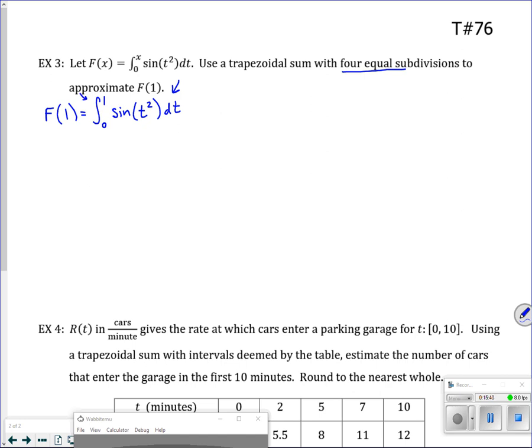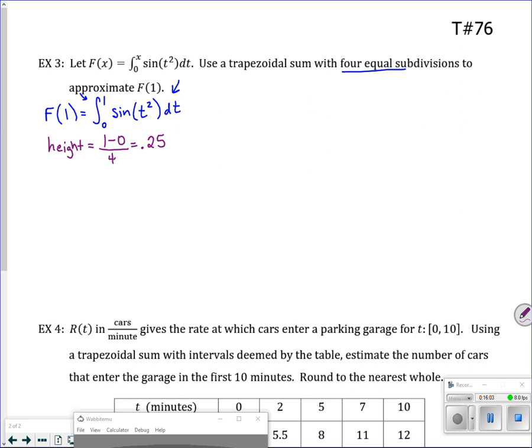So let's go through our steps. Remember, the first thing we're going to do is actually find the height. We do that by the difference of the bounds over the number of trapezoids. So I get 1/4 or 0.25. I think I'm going to do this one in decimal.